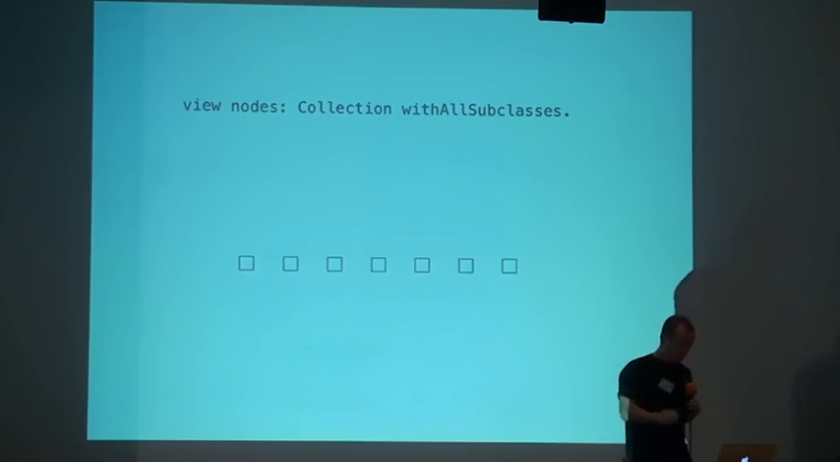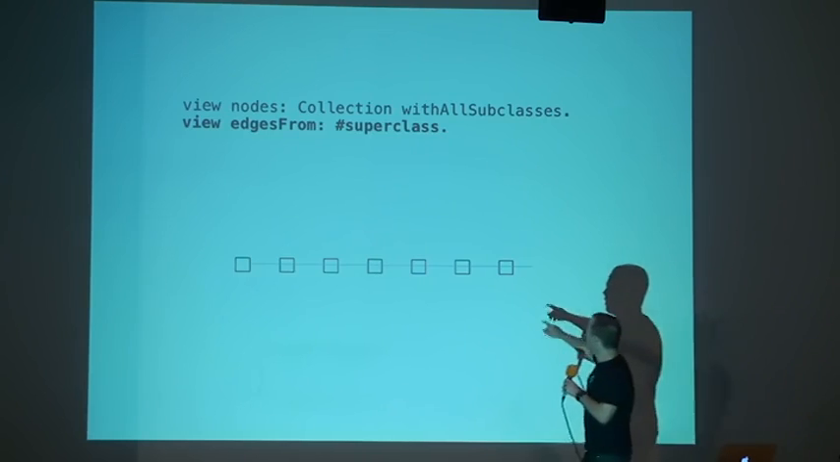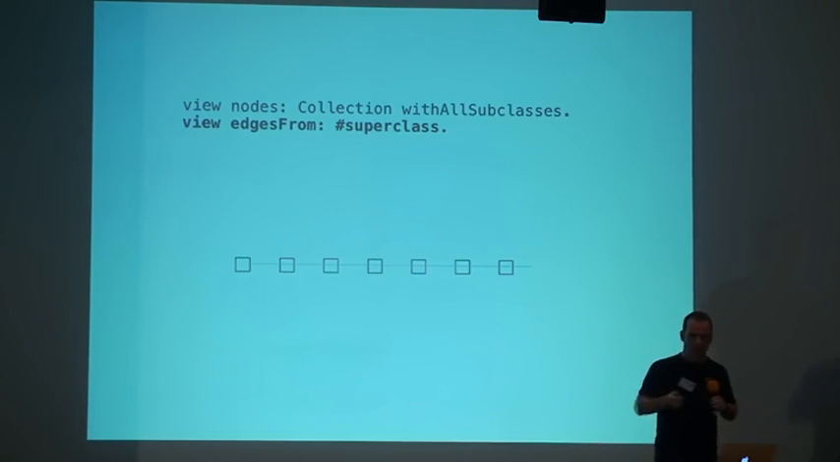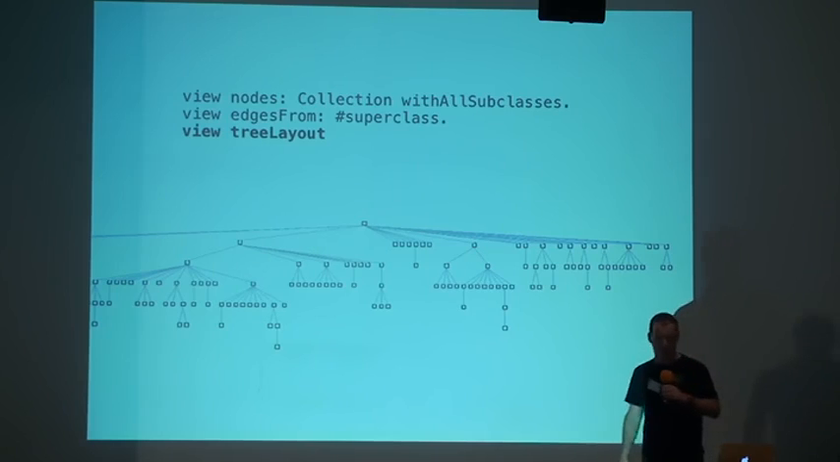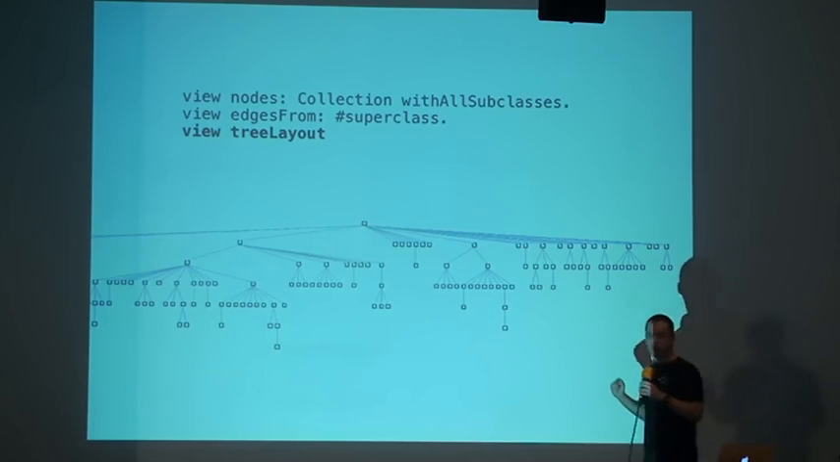Then you can add the edges by defining them with the message superclass sent to each class, and you will end up with some edges. In that current state it is not really useful; you need a better layout. This can be done by just writing view tree layout, and then boom, you have a tree layout.